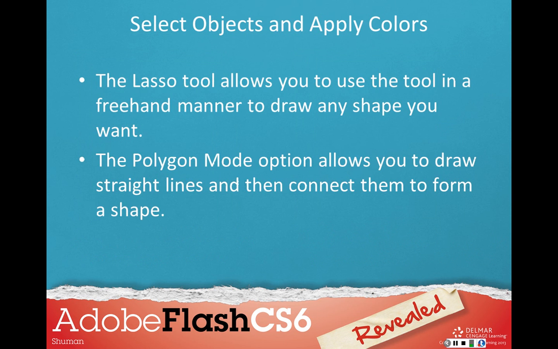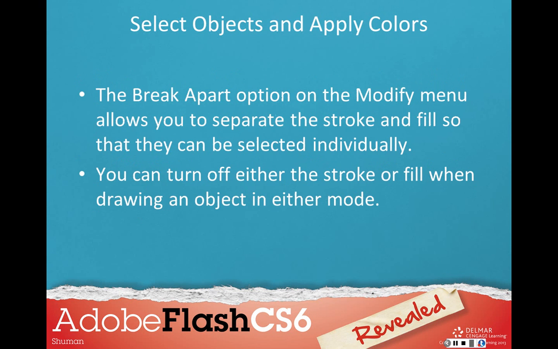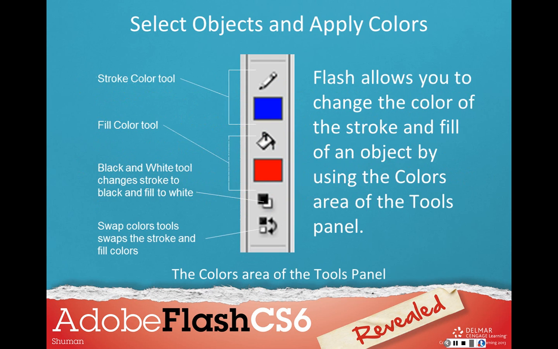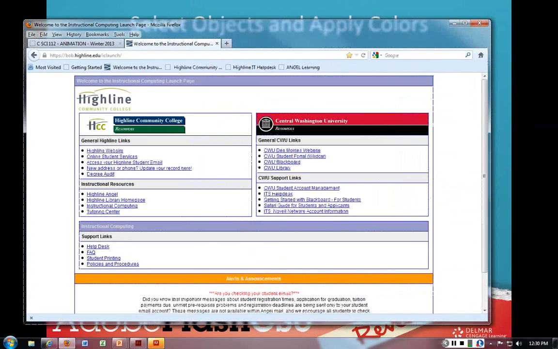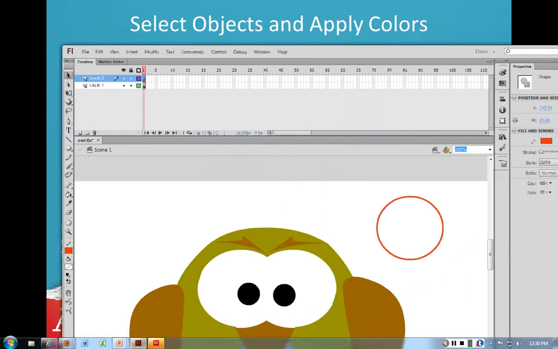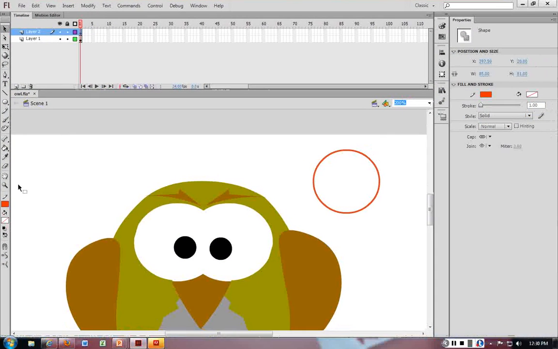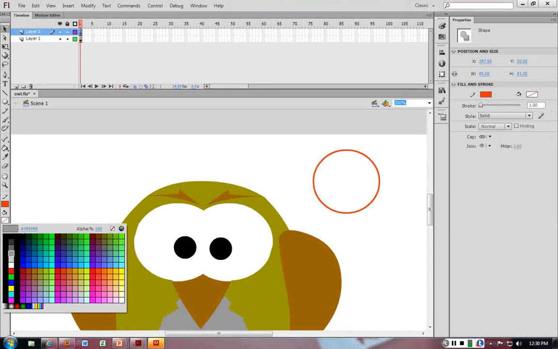So the lasso tool is something you can use with the free hand. It's very difficult to use if you're using the mouse. So the stroke, fill color, you can also switch. The black and white tool changes stroke to black and fill to white. You can do that. These colors, whenever we do select these colors, they are hexadecimal colors. So when we select them, these are hex colors.